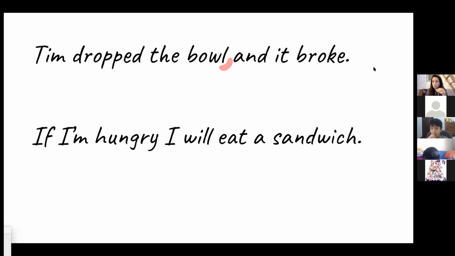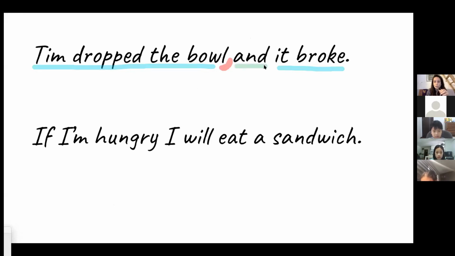So, Lingqi, what's our first simple sentence here? Our first simple sentence is Tim dropped the bowl. Okay, it has the subject, Tim, and the predicate, dropped the bowl. Mitzi, what's our second simple sentence here? It broke. Can that be a sentence on its own? Yes, it can. So that is our second simple sentence. And we need a comma to separate the two, and we need a joining word, and.